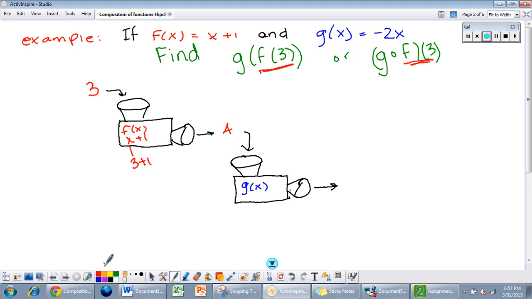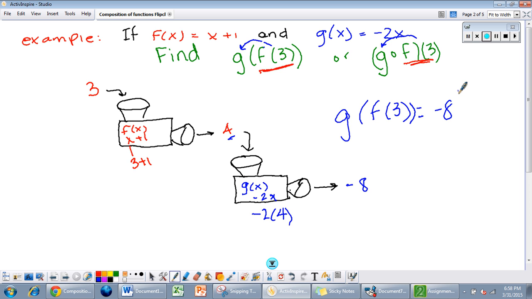That 4 then goes into my next function, which is the g of x function, because when I get done, it's going into g of x, no matter which way it's written. And so when 4 is inserted into the g of x function, which happens to be negative 2x, we're going to replace the 4 in place of the variable x, and it becomes negative 2 times 4 for our final answer of negative 8. So g of f of 3 now equals negative 8. Let's take a look at a couple more examples.